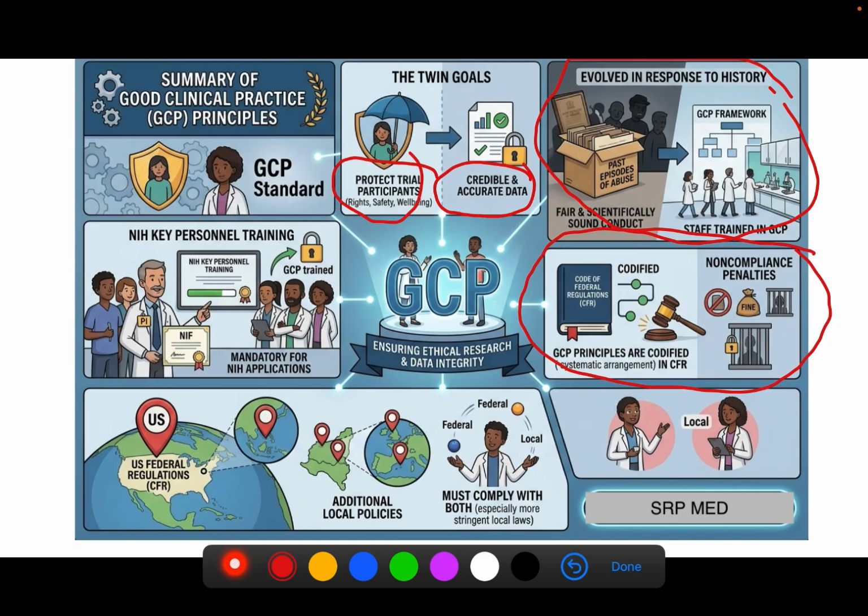That's Good Clinical Practice: one standard built on interdependent principles that exist to keep the research ethical and keep the data we all rely on trustworthy. So if you are involved in clinical research in any capacity, GCP isn't background knowledge, it's the foundation everything else stands on.